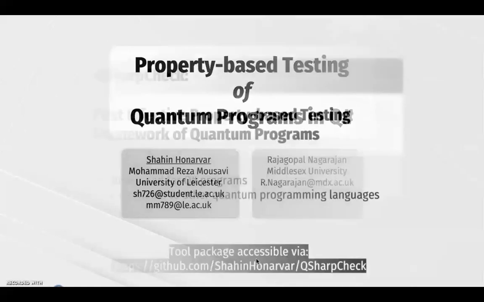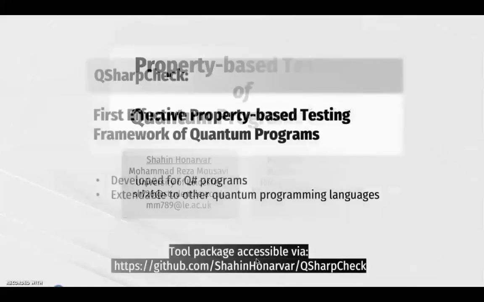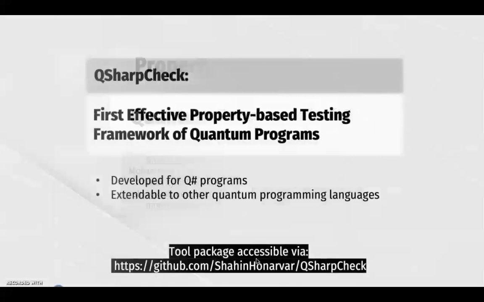In our framework, we have implemented the property-based testing technique to test quantum programs. This is the first framework that uses the property-based testing approach to test quantum systems effectively. Although it is developed for QSharp programs, it is extendable to other quantum programming languages as well. The tool package is available at this address.